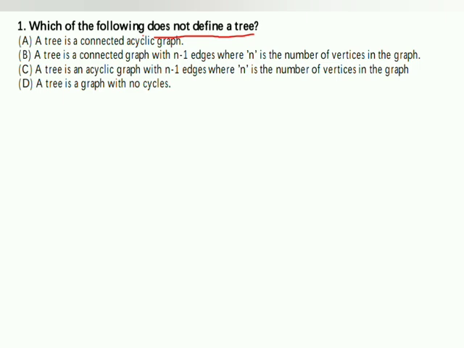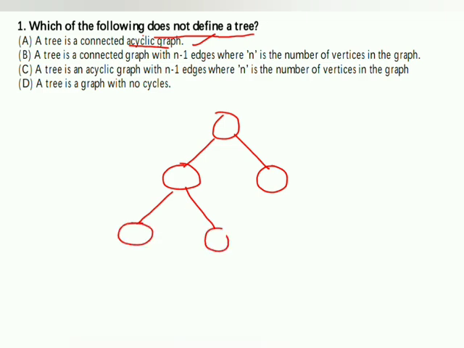So we'll take each and every option here and find out which option doesn't define the tree. A tree is a connected acyclic graph. So it is correct, right? A tree is connected, that means every component will be connected with each other, and acyclic means it won't form any cycles. A tree is a connected graph with n-1 edges where n is the number of vertices in the graph. So a tree is called a connected graph, that means every component is connected with each other.